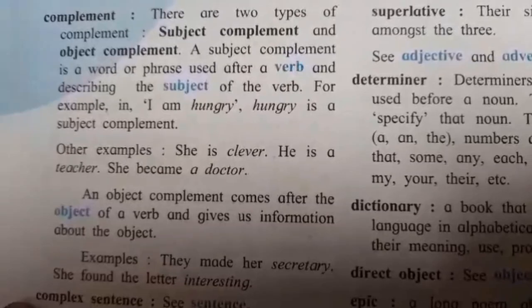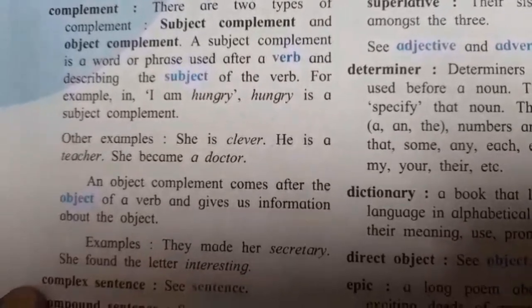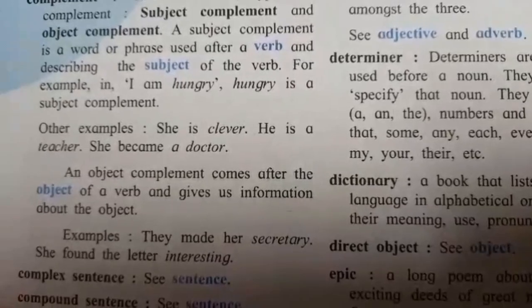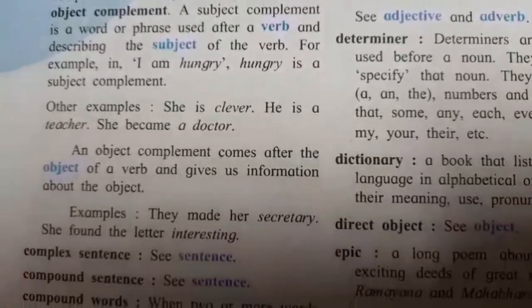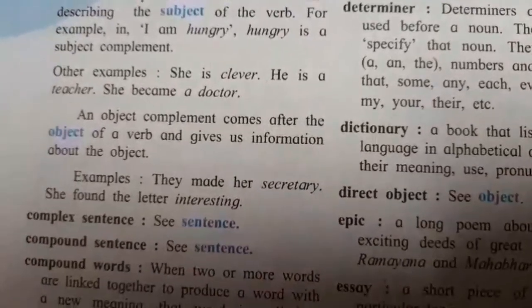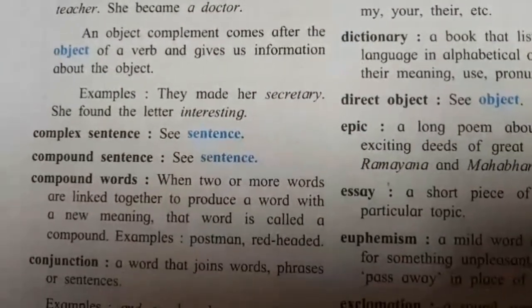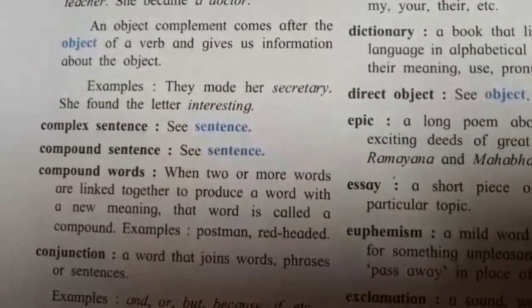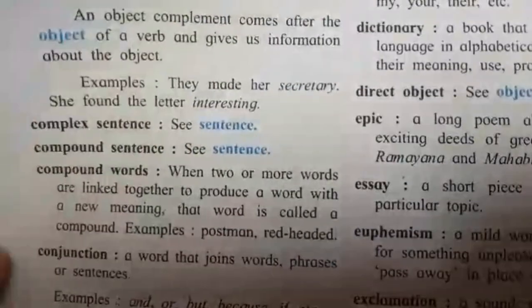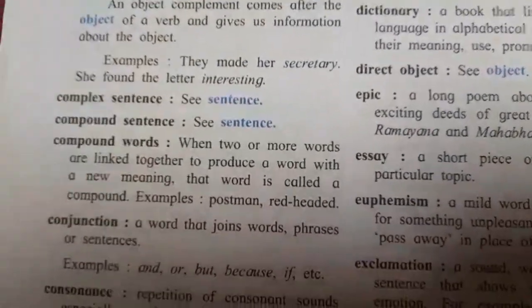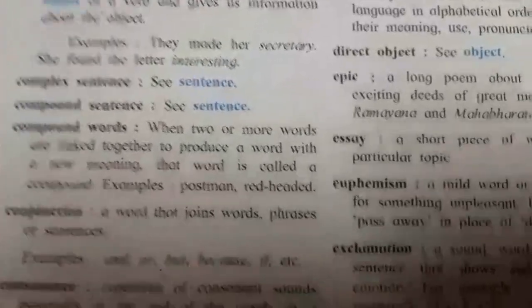A subject complement is a word or phrase used after a verb and describing the subject of the verb. For example, in I am hungry, hungry is a subject complement. Other examples: she is clever, he is a teacher, she became a doctor. An object complement comes after the object of a verb and gives us information about the object. Example, they made her secretary, she found the letter interesting.